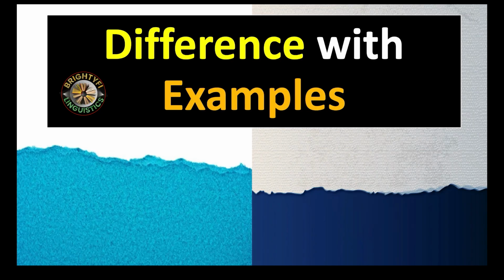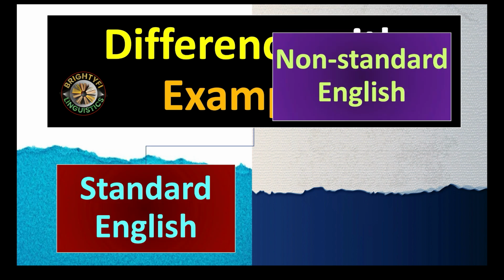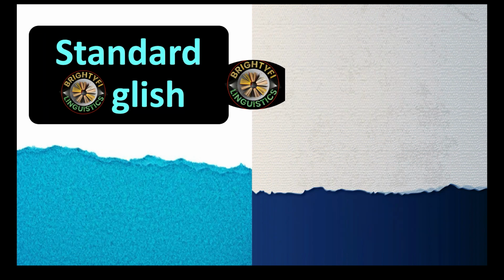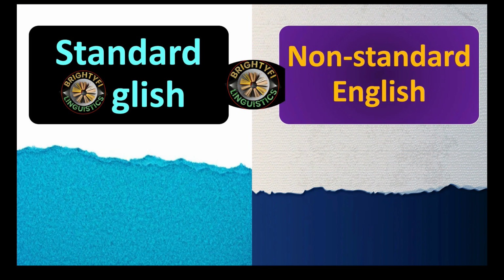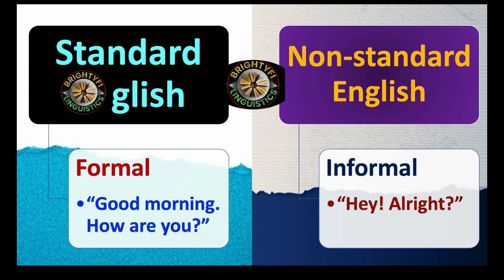Difference between standard English and non-standard English with examples. Let's talk about this. What is the difference between the two, standard English and non-standard English? Standard English, its language is normally formal, as in this example, good morning, how are you? While non-standard English, its language is informal. The same you can say like, hey, all right.